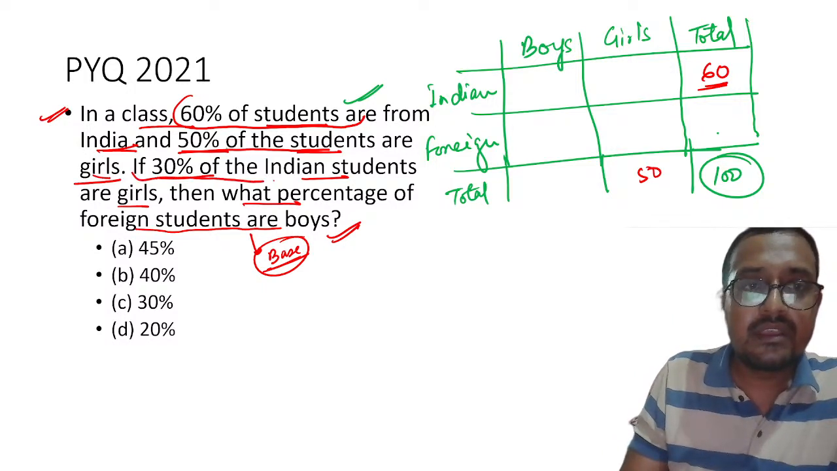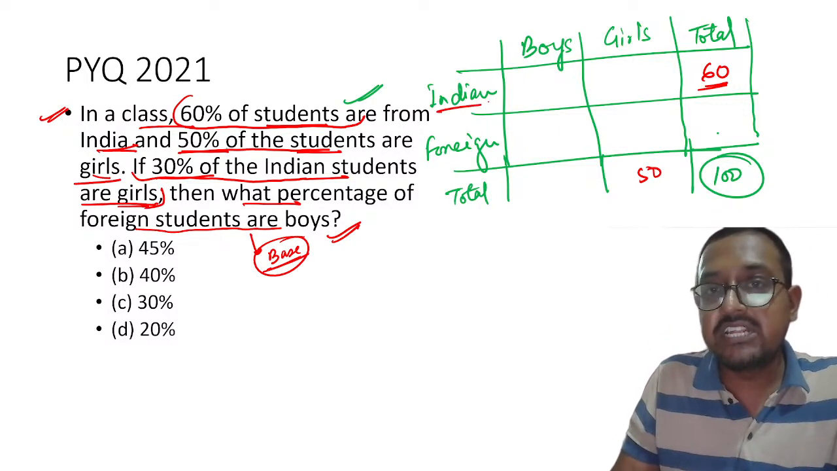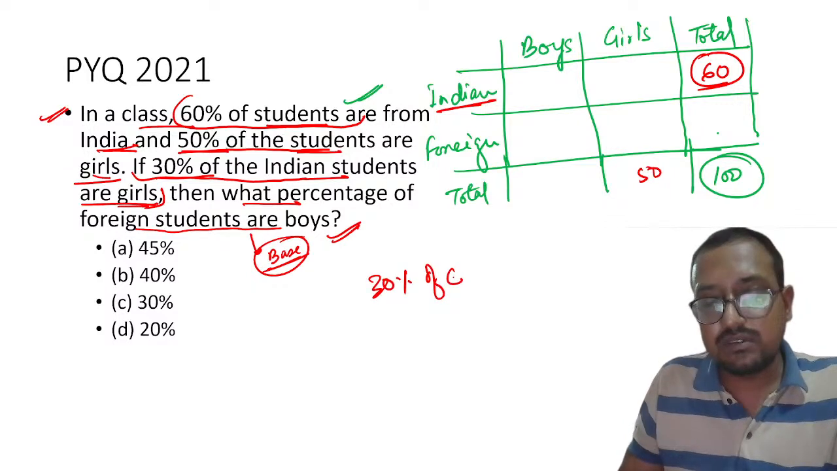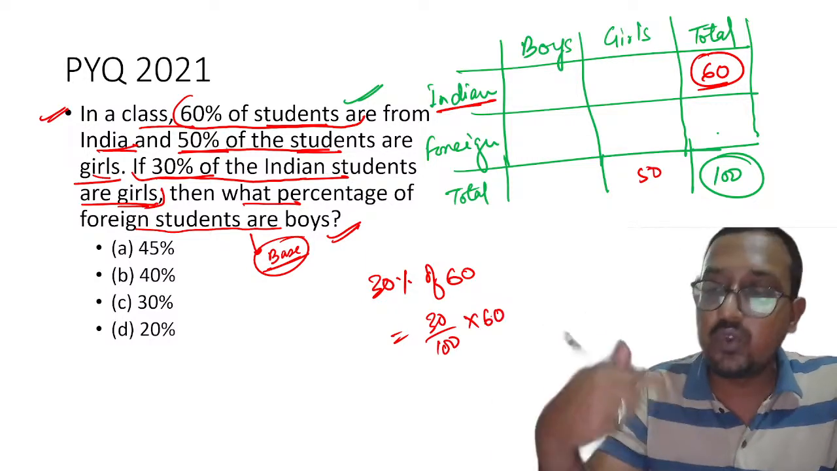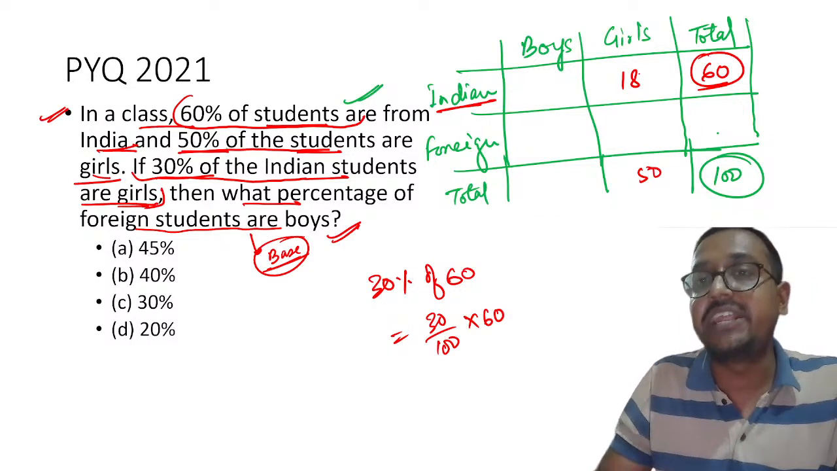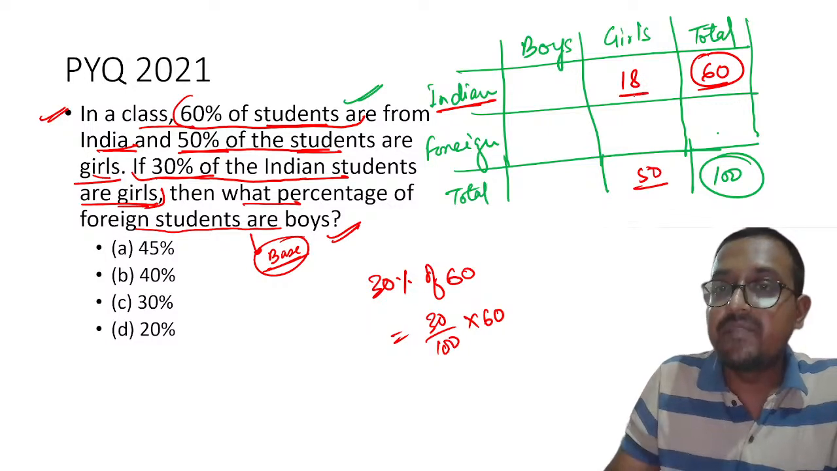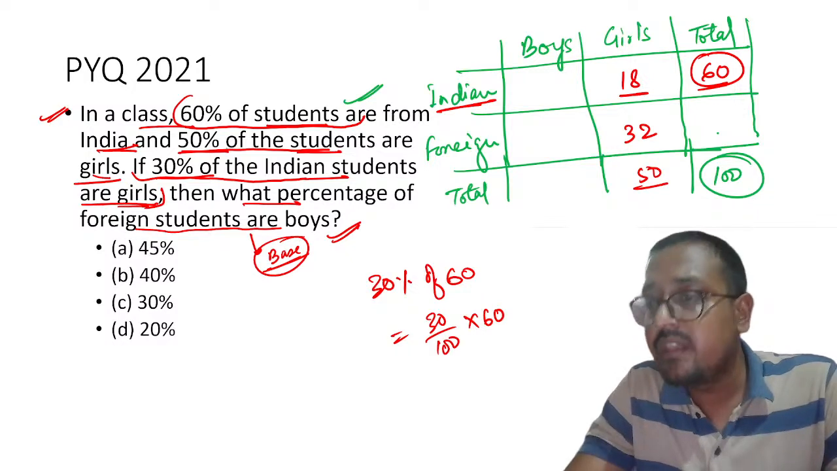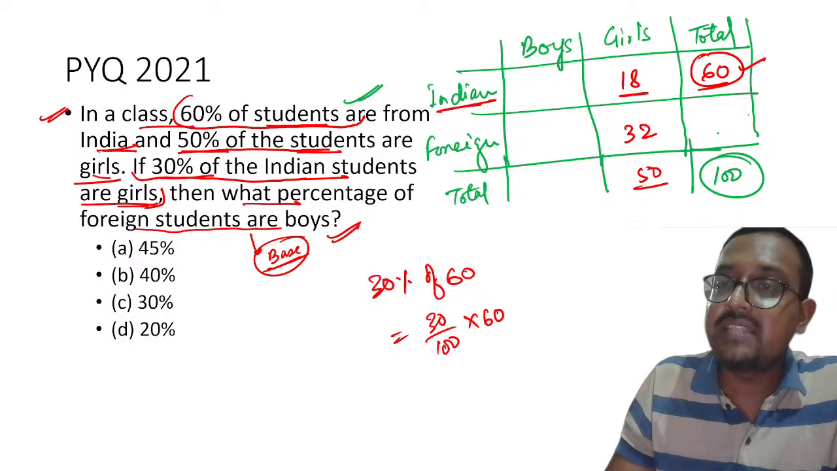Clear? 30% of the Indian students are girls. So how many Indian students are there? 60 students are there. 30% of 60 is 30 upon 100 times 60. My dear students, if you practice, you will be able to do it in your mind and you will realize that this is nothing but 18. Understood? Girls are 50. So how many girls will be foreign? Obviously 32.